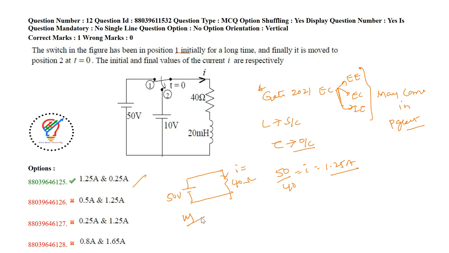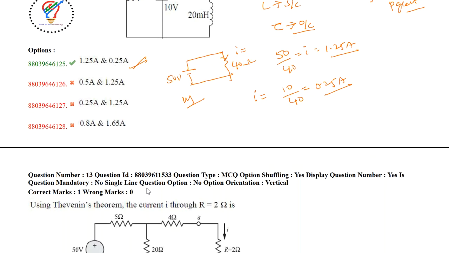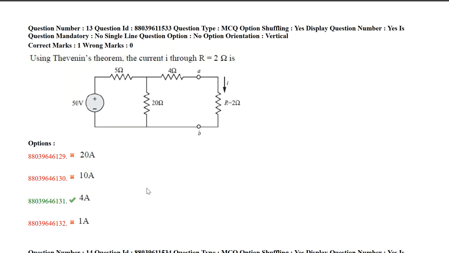Similarly, when the switch is moved to this position, the inductor is again a short circuit, and at that time the current will be 10 by 40, which is nothing but 0.25 amps. So the answer will be option A. Next one.